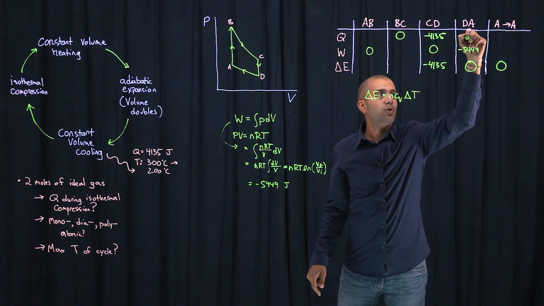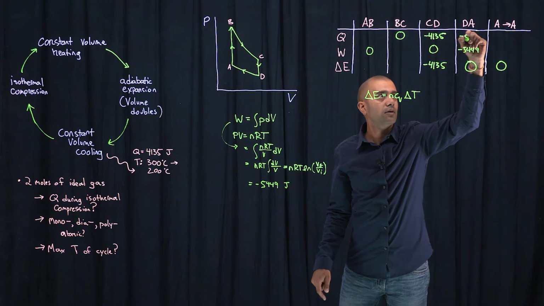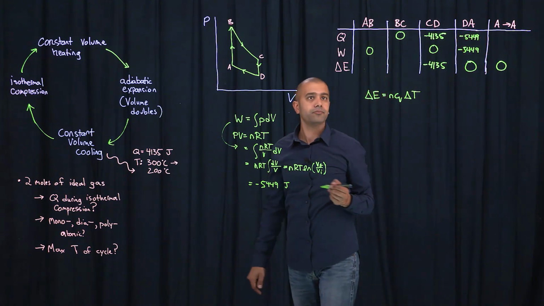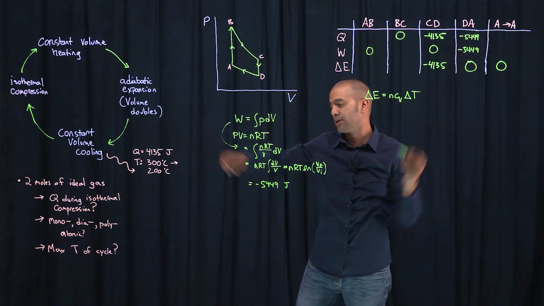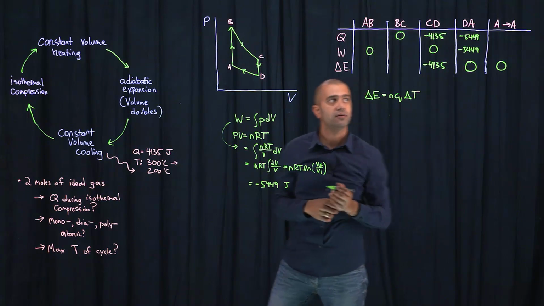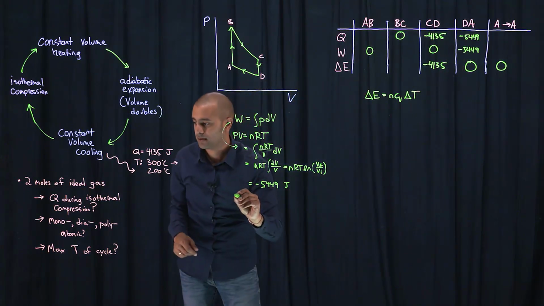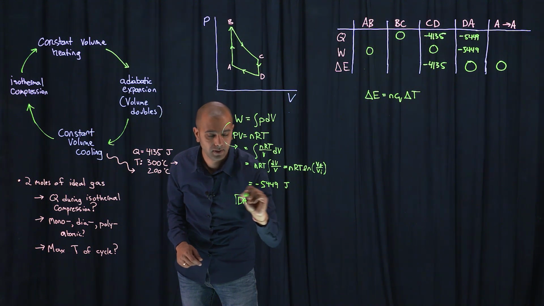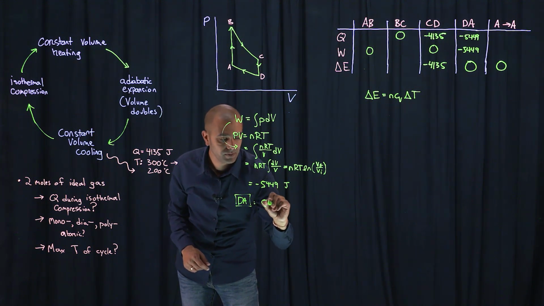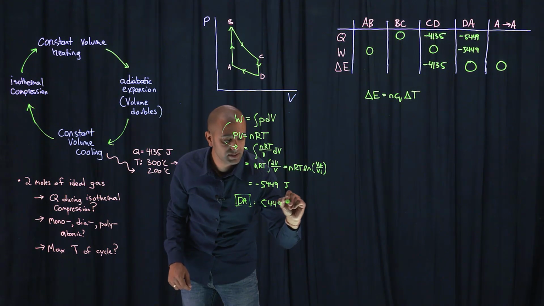And then since this quantity minus that has got to be 0, they have to be the same. So the work done in the isothermal process is this. That tells us the heat exchanged is minus 5,449, and it's got to be taken out of the sample because it's negative. So in leg DA, we have this amount of heat being taken out.